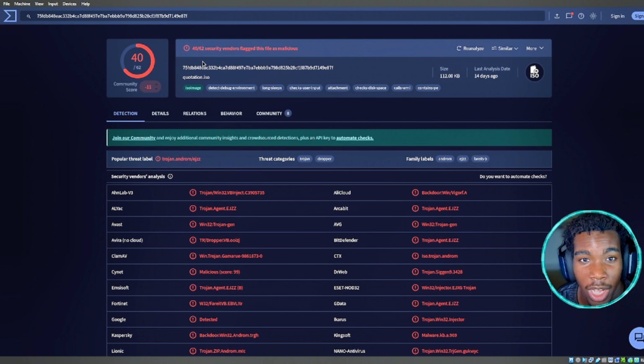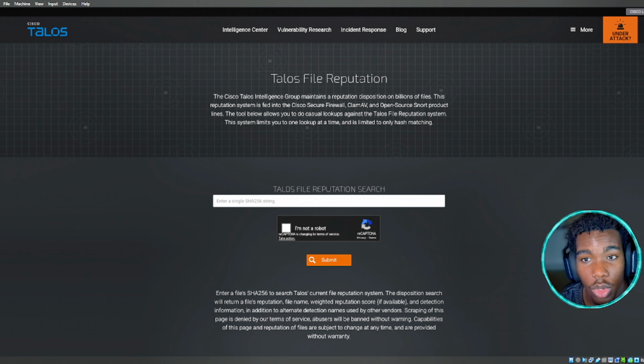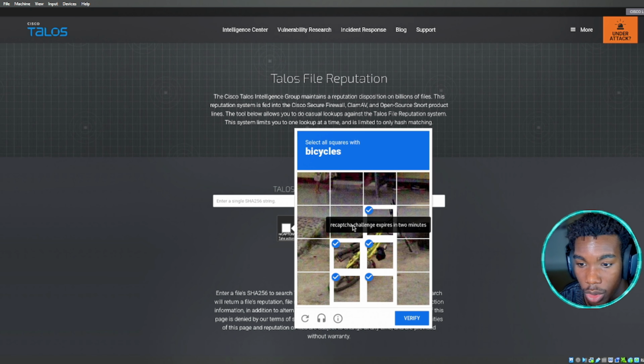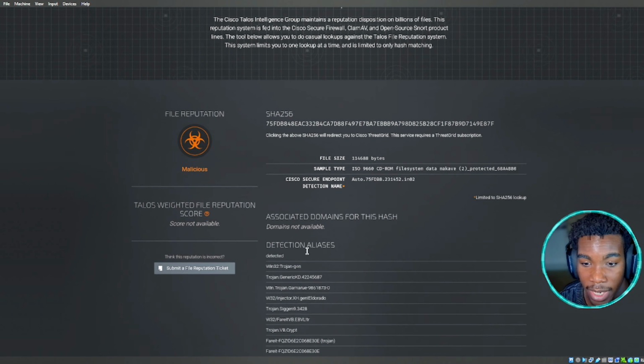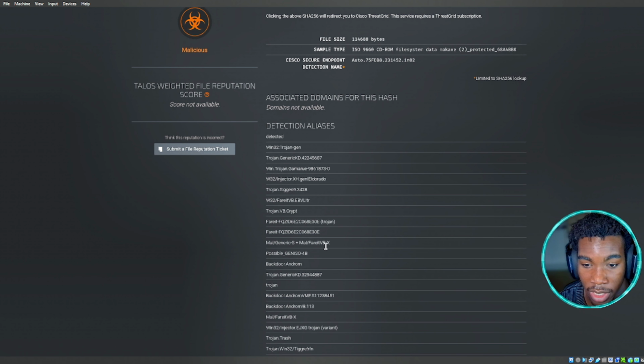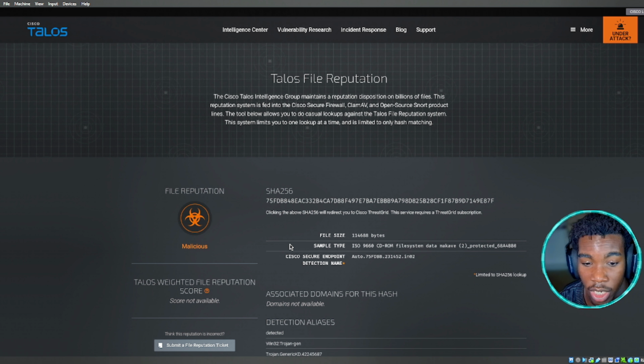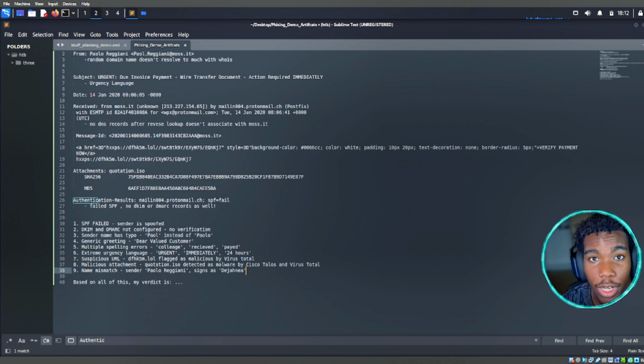So let's go ahead and move on to the next reputation checker to cross-reference this information here. This Talos File Reputation Checker by Cisco will allow us to cross-reference that file to make sure that it is known bad and malicious. So I'm going to do this I'm not a robot real quick here. And then here it goes. It told us right away that this is malicious, and it gave us a lot of detection aliases for it. And we can go ahead and get a screenshot of this as well and put that into our report. Now we've gathered enough evidence to make our final verdict and start to build our report.